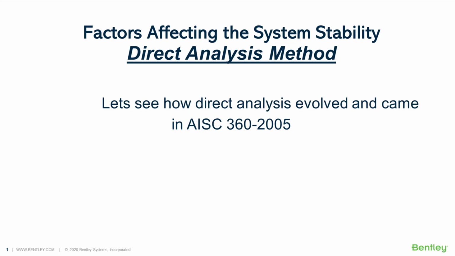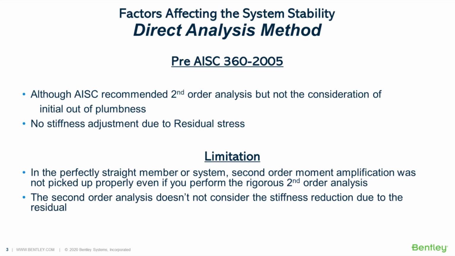So for this, we need to go to AISC pre-2005 practice. In pre-2005, although the second order consideration was required, there was no requirement for the consideration of system imperfection like initial out of plumbness and the stiffness adjustment due to the presence of residual stress, which significantly impacts the structural response. Now let's bring the table that we saw in the very beginning of the session.